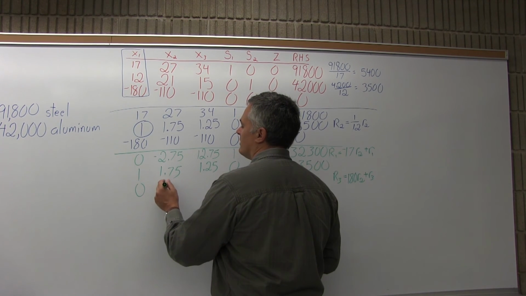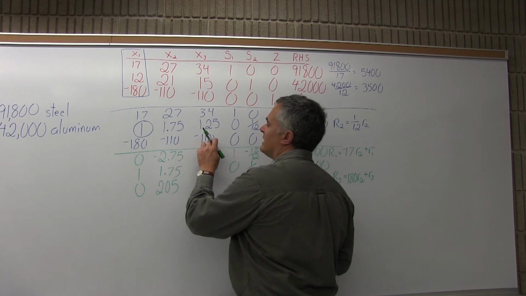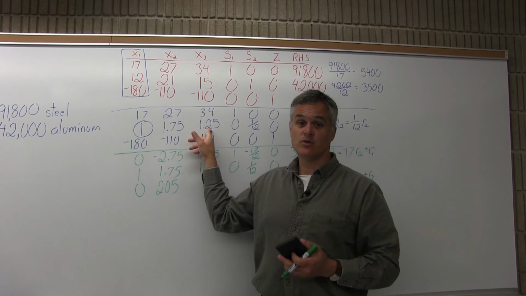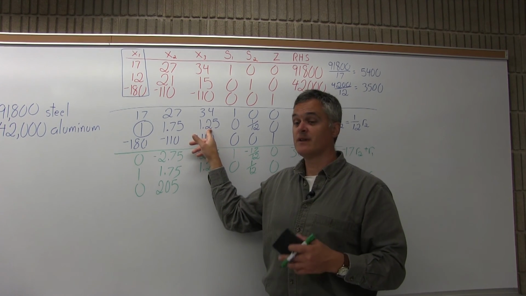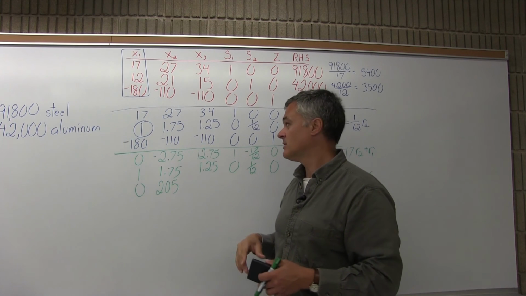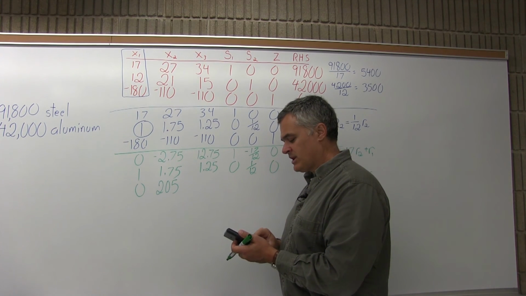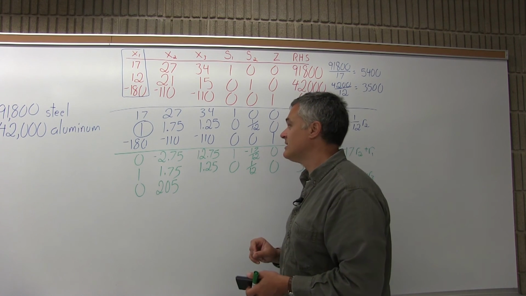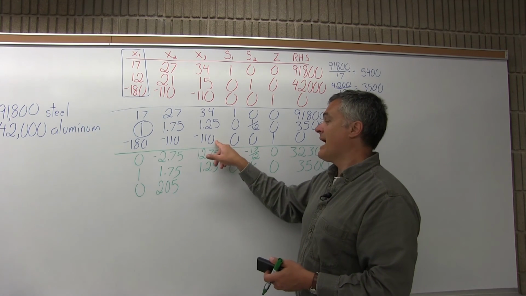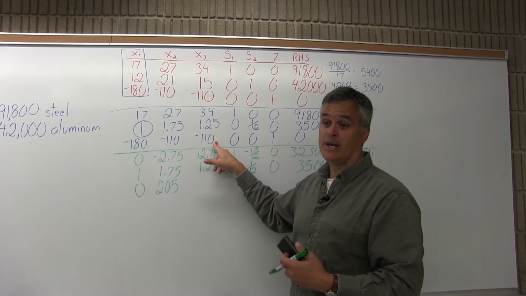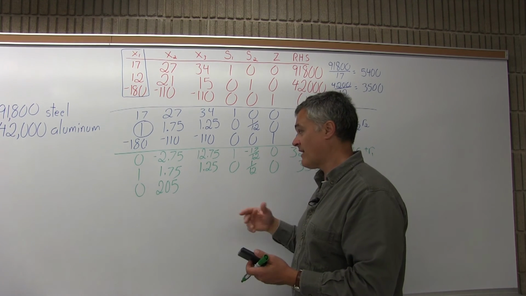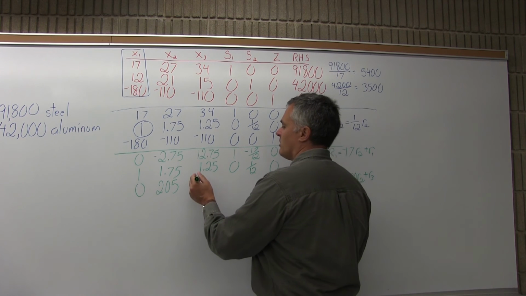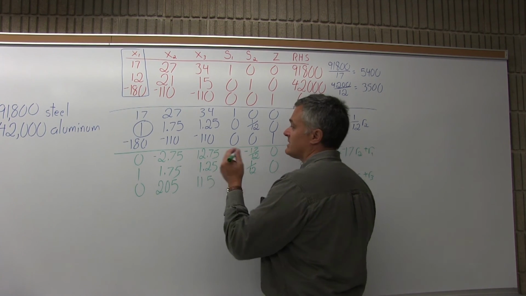Positive 205. And now for the next one after that, in my x3 column, I'm going to do 180 times row 2, which is 180 times positive 1.25. Get the result, add it to row 3. So I'm going to add it to negative 110. So with the calculator, 180 times positive 1.25 is positive 225. I'm going to add that positive 225 to a negative 110. So essentially 225 minus 110 should be 115. Just verify that real quick. So positive 115. And now the rest has to come out positive.